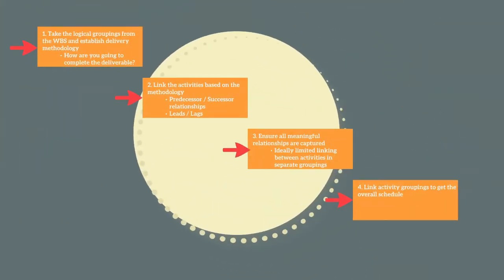Now we understand what the network schedule is and the types of relationships between activities. Let's go through the process of actually linking all the different activities. First, take the logical groupings based on the levels in the work breakdown structure to understand the delivery methodology. Start at the work package level and work up. What is the process we're going to follow to complete the deliverable? Workshop this with the individual delivery teams and understand the sequencing to determine the methodology.